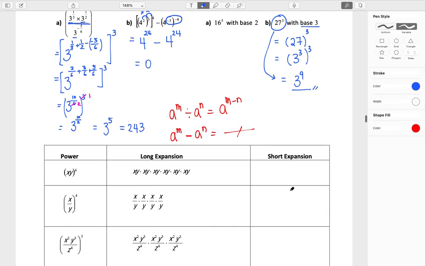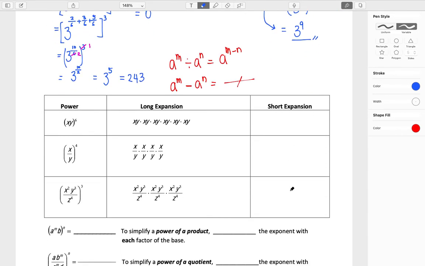Okay. Now, let's take a look at some of the review questions here. When we have a power applied to a bracket with two terms, remember that the 6 applies to y and x, to all the variables inside the bracket. This is a long expansion, but the short way is x to the 6 and y to the 6, because there's an invisible x to the 1, y to the 1, to the power of 6, so you multiply.